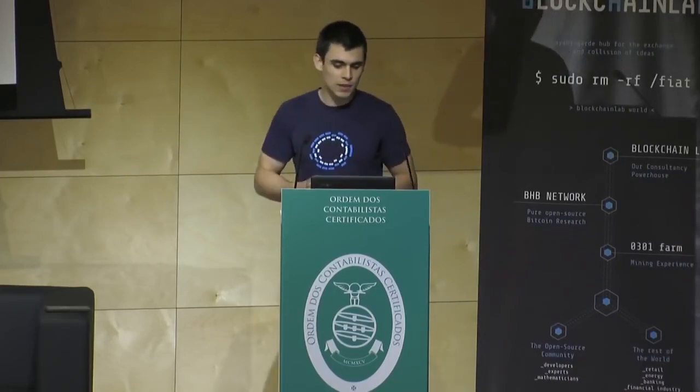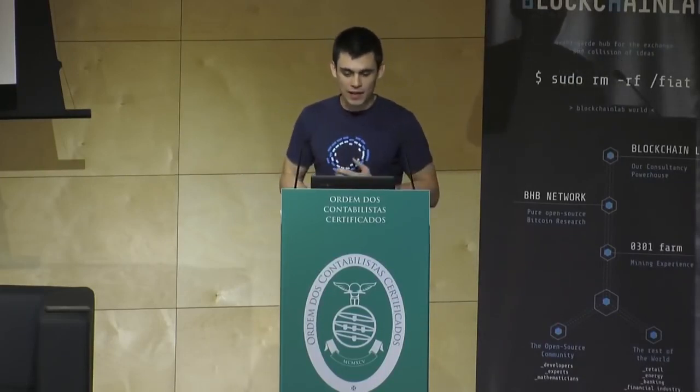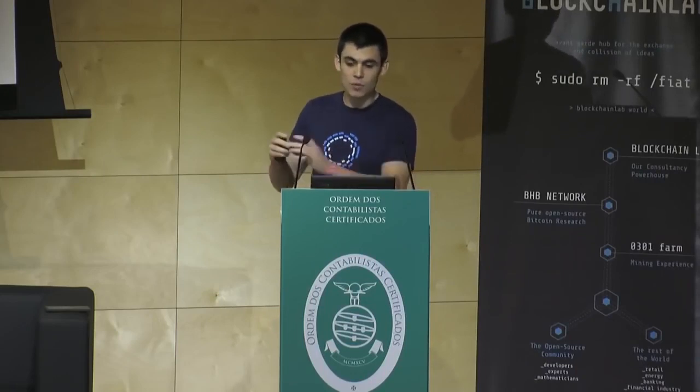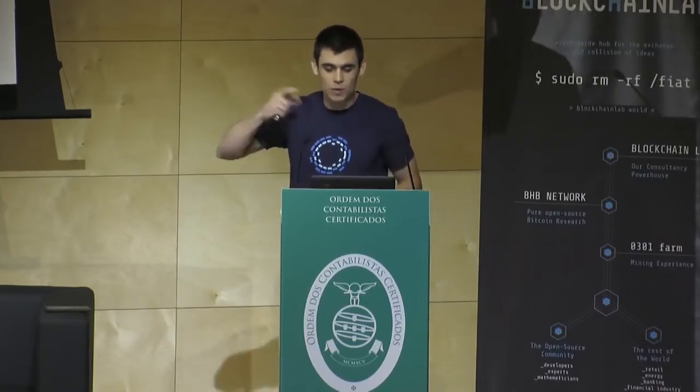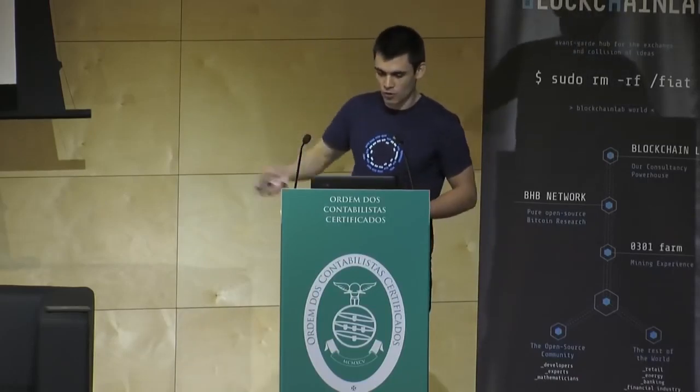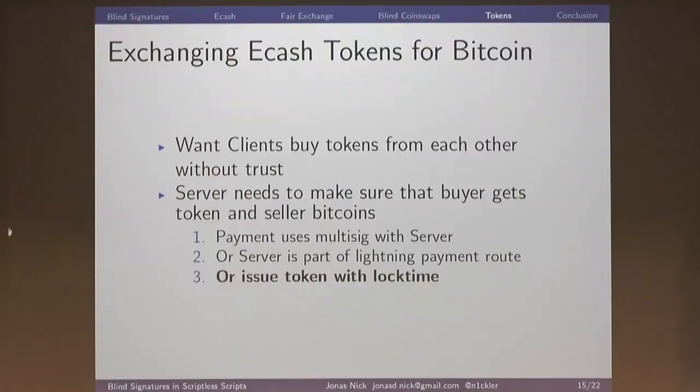Another idea would be to have the server be part of a Lightning payment route, where the server would be something like the last hop, and then the server can atomically decide whether the payment goes through or not. But we are going to look into something else here, which I think is more general, maybe a little bit easier, which is you have some kind of token which has a lock time, so you can only spend it after the lock time expires.